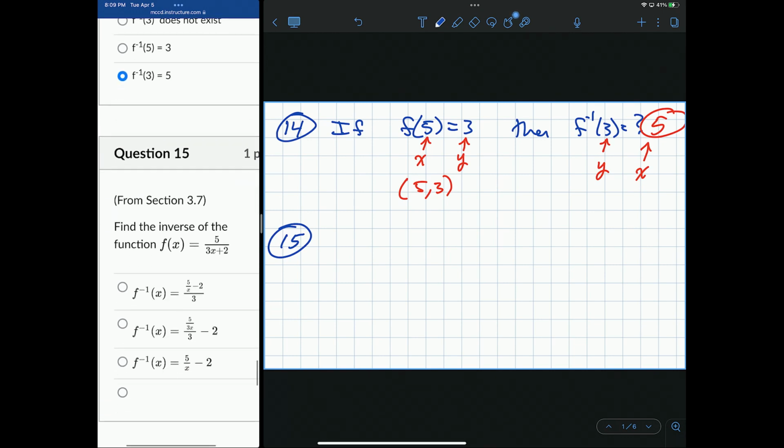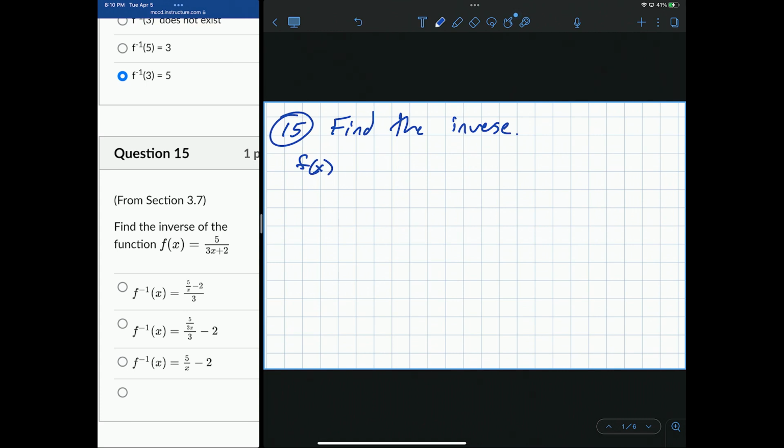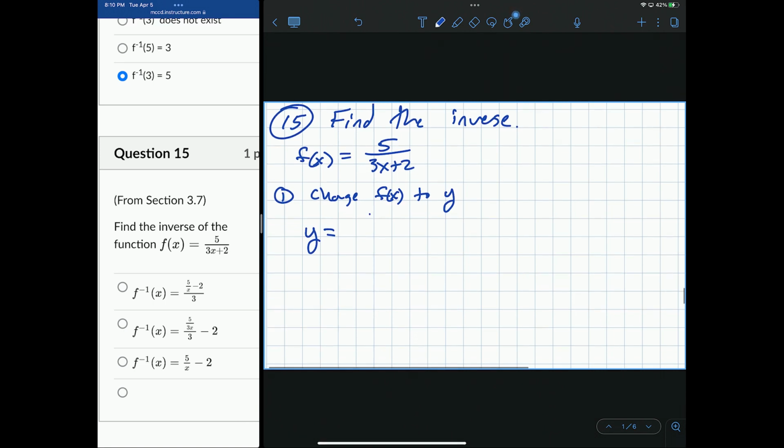Find the inverse. All right, so these are algebra to find the inverse. We had a specific set of steps in your notes that we followed, and I'm going to follow them here. So 5 over 3x plus 2. Step 1 is to change the name of f of x to y. We want x's and y's. That's just a naming convention. So I'm going to write y equals 5 over 3x plus 2.